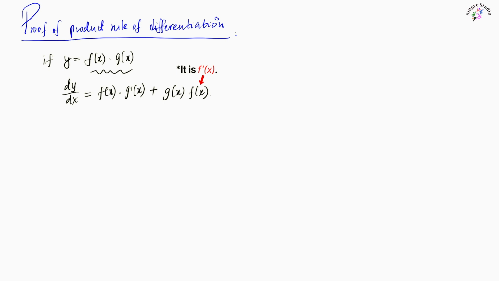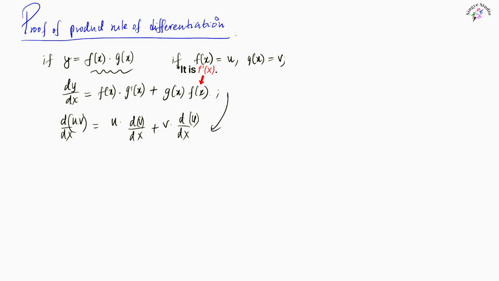Or if we express it in a simple way, if f of x equals u and g of x equals v, then the derivative of u times v with respect to x is just u times the derivative of v with respect to x plus v times the derivative of u with respect to x. So this is the product rule of differentiation. Now let us prove this rule from the first principle, which is the limit definition of derivatives.